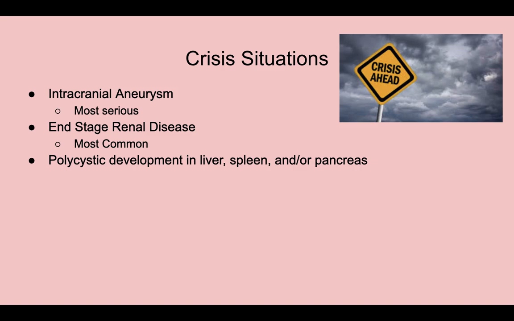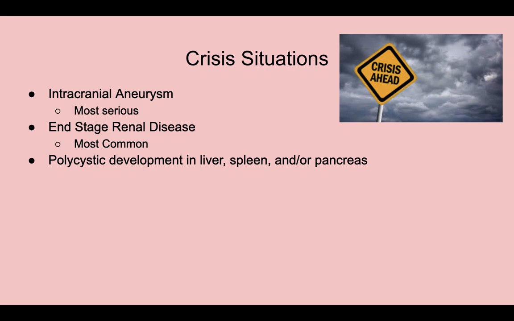So crisis situations for PKD, the most serious is intracranial aneurysm, and this is related to the poorly controlled hypertension of the patient. This leads to a hemorrhagic stroke and requires immediate intervention to try to help stop this. The most common complication is end-stage renal disease that requires dialysis, and dialysis is really the only thing that you can do with that, whether it be peritoneal dialysis or the other one if needed.